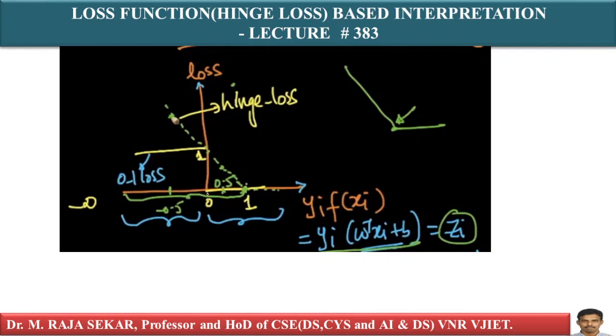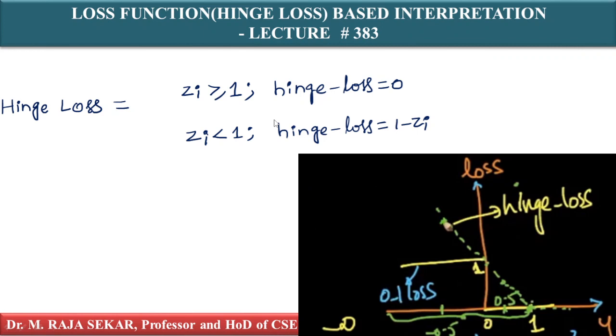If ZA is greater than or equal to 1, your hinge loss is equal to 0. And when ZA is less than 1, your hinge loss is equal to 1 minus ZA. Just see this one. This is hinge loss. What it says: if ZA is greater than or equal to 1, your hinge loss is 0. If ZA is less than 1, your hinge loss is 1 minus ZA.